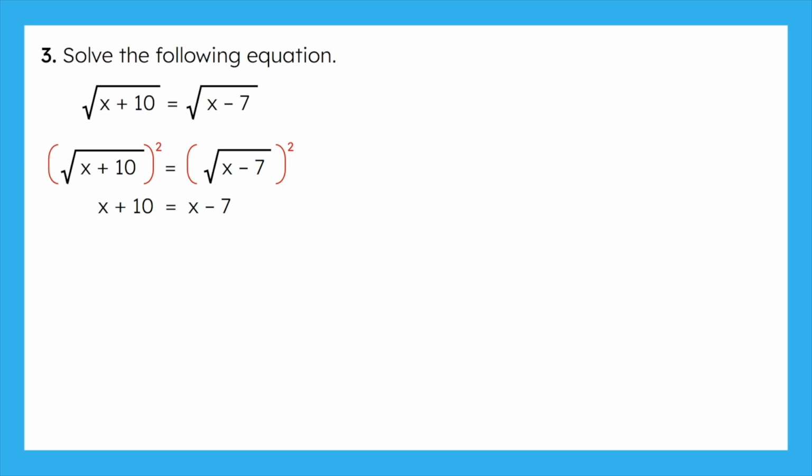Both sides have a single x, and if we subtract them from both sides, we end up with 10 equals negative 7. What does this mean about our solution? It means there is no solution. No value of x would make this equation true.